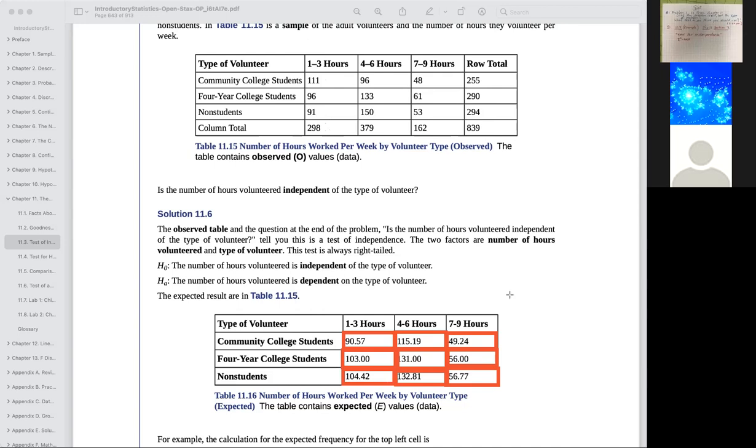Now the community college students, actually 111 of them volunteered 1 to 3 hours, not 90.5. And that's not the same number. Well, just by chance, I don't think they should always be the same number.